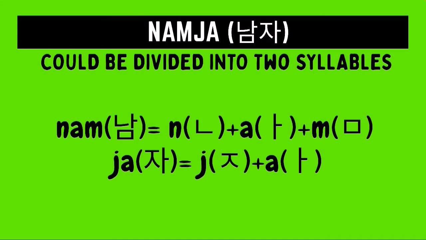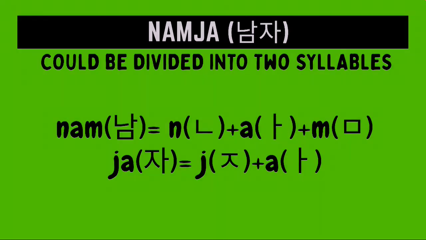How do we spell namja in Hangul? Let's start with the syllable nam. First, let's draw a nieun character followed by an a character followed by a mieum character. For the second syllable ja, we need to draw first a jieut character followed by an a character. And then we just have to combine it to form the Hangul of the word namja.